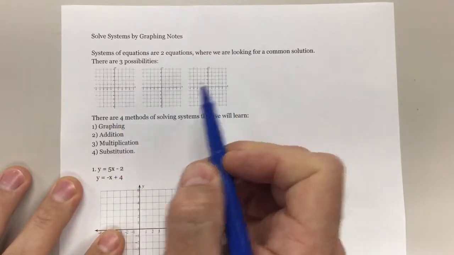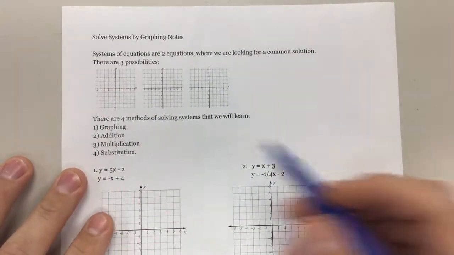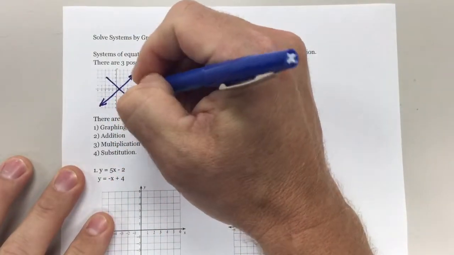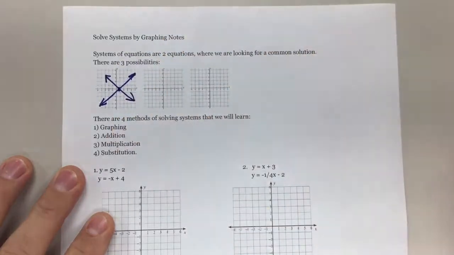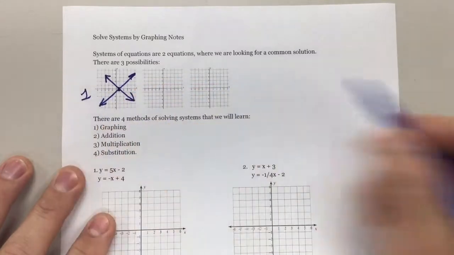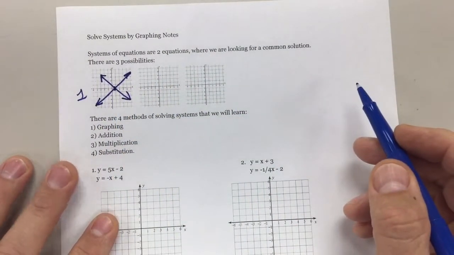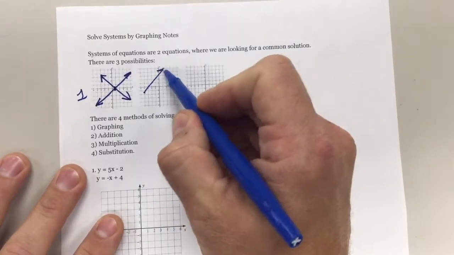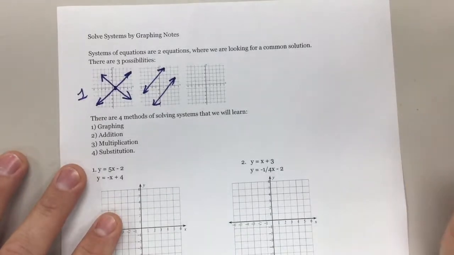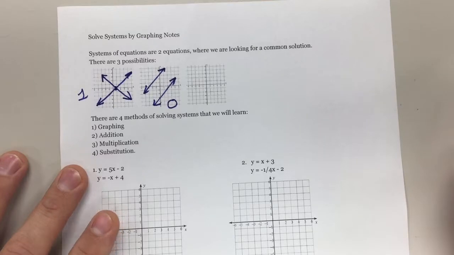If you look at these three top graphs here, there are three options when we have a system of equations. The first is that when we graph the two lines, they will cross in exactly one point. These systems have one solution, and the solution is that exact point where they cross. Another thing that could happen is that the two equations are parallel to each other and they never cross. In this case, we say there are zero solutions or no solutions.